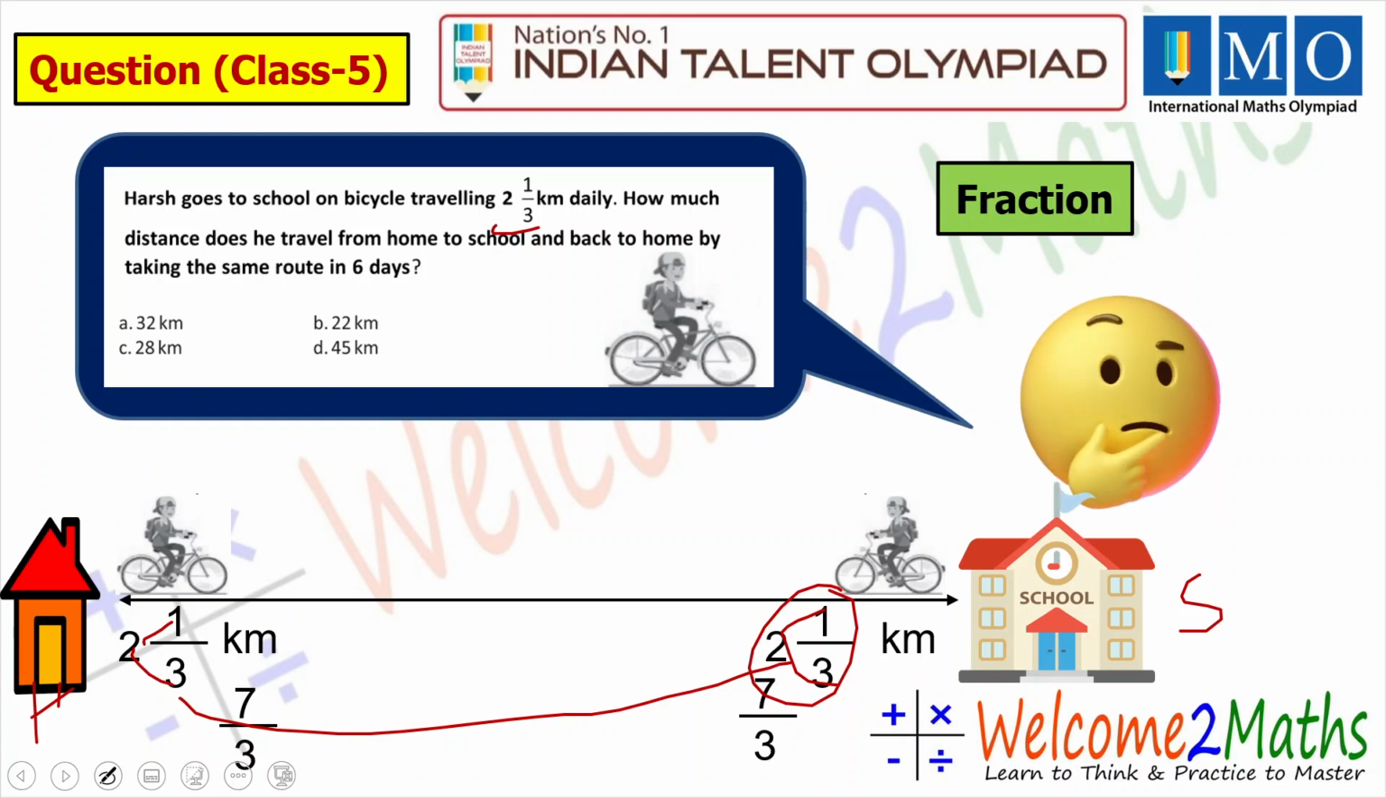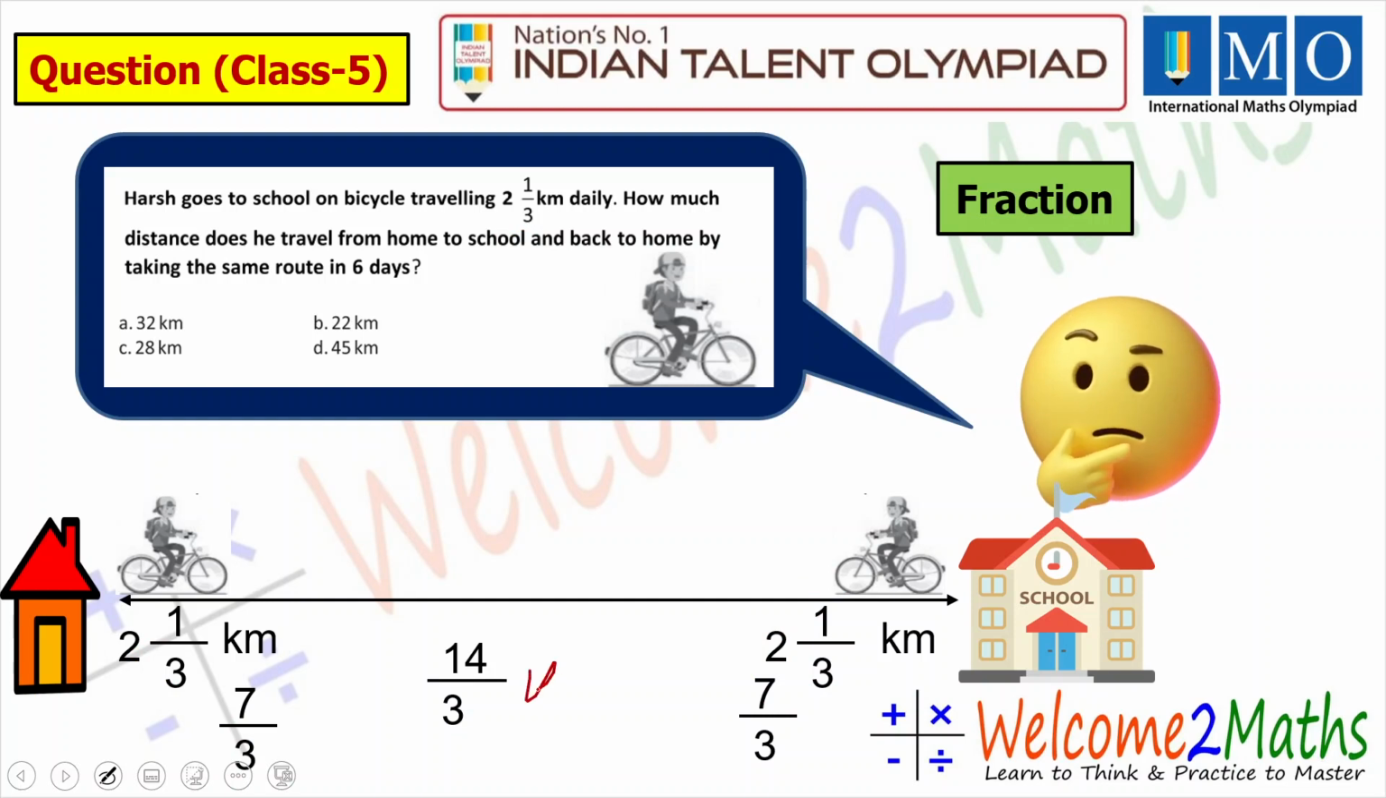Now we have to add 7/3 plus 7/3, or you may multiply 2 into 7/3, because he is traveling 2 times 7/3 kilometers. So 2 into 7/3 is 14/3. Okay. So daily he is traveling 14/3 kilometers. Now our question is, how much distance is he traveling in 6 days? That we have to find out.